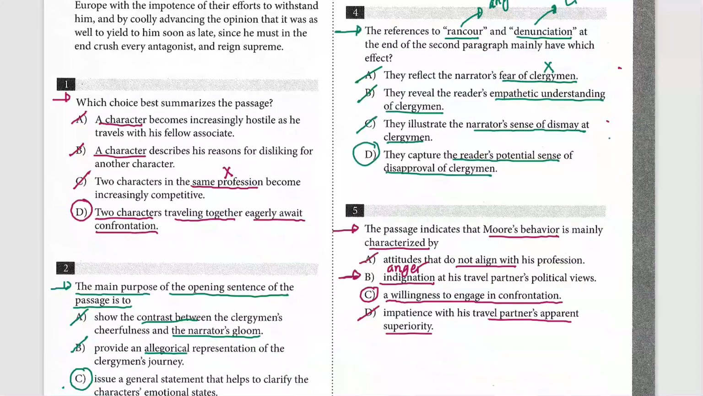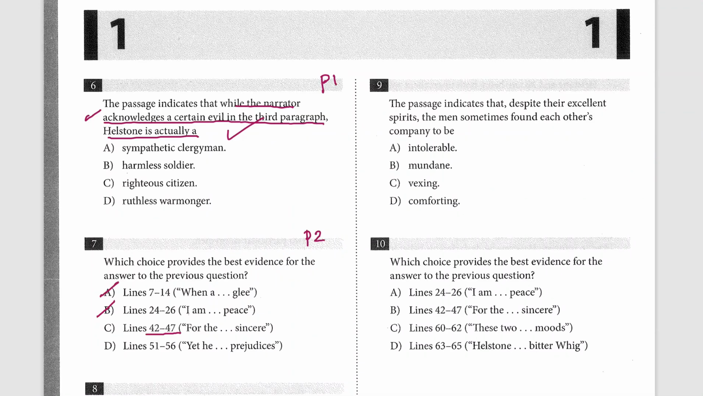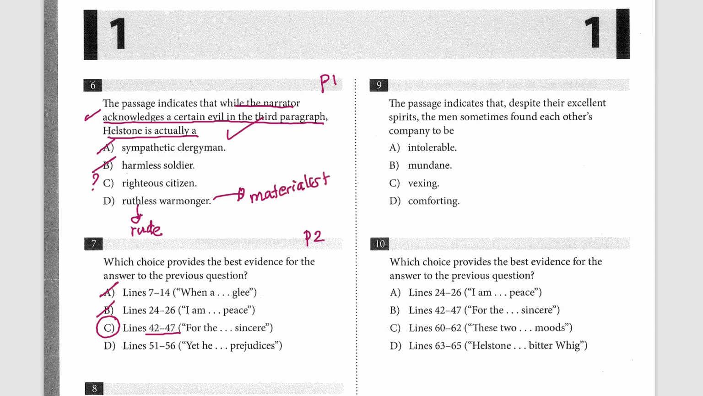So what does this mean, teachers, from what we read? Let's see, Mr. The passage indicates while the narrator acknowledges a certain evil in the third paragraph, Hellstone is actually what? Where will you go? I am going here, very well. For me this is fine. A, someone told me sympathetic clergyman. What does sympathetic mean, always showing great feelings towards others? Of course not. Harmless soldier? Of course not. Righteous citizen? Meaning good, a good citizen, that's it, could be. Ruthless warmonger. Ruthless means rude. Warmonger, you know, the one who profits from war, right? Not to that degree. Materialist. Of course we have to go for C.